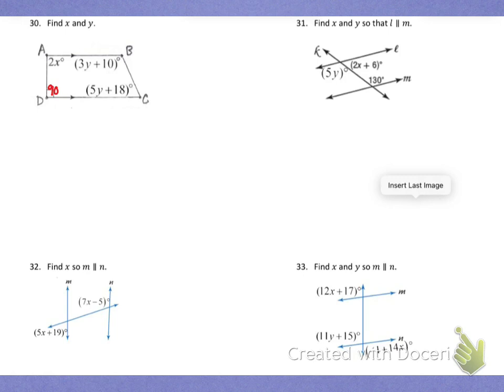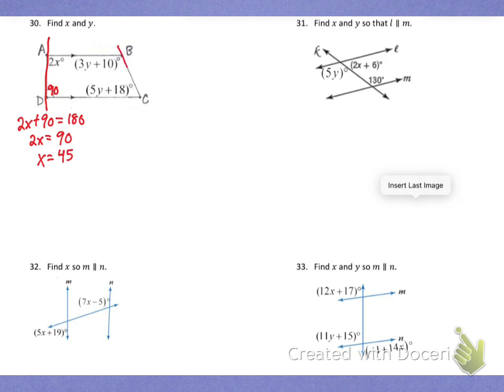So what I need to do is, I know this is a flat line right here. So this would be 2x plus 90 is equal to 180 degrees, right? So then 2x would then be equal to 90, and x would be equal to 45.